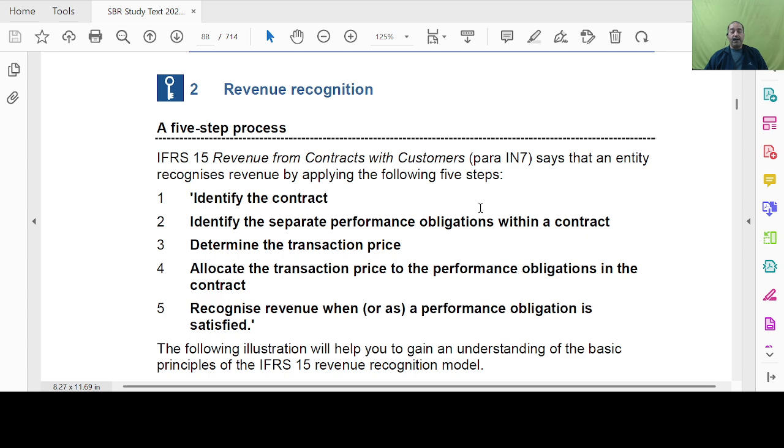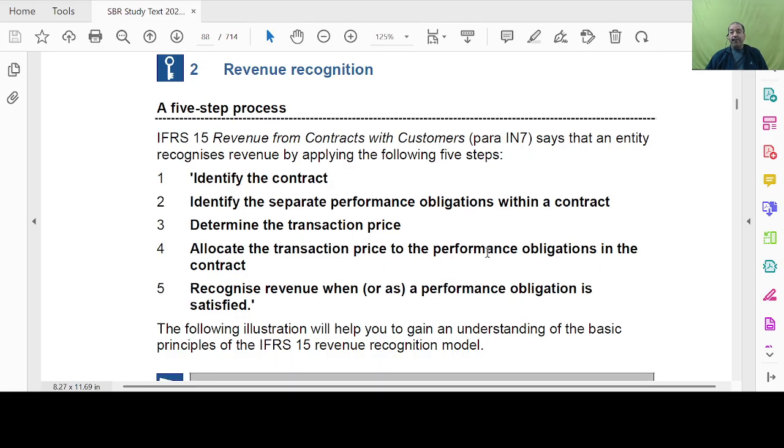So IFRS 15, which deals with the revenue from contracts with customers, says that there is a 5-step process which we have to undertake to determine whether revenue will actually be included in the financial statements, meaning revenue will actually be recognized in the financial statements or not. Correct? So let us see what are those 5 steps which are involved in the recognition of revenue. So the first one is identifying the contract.